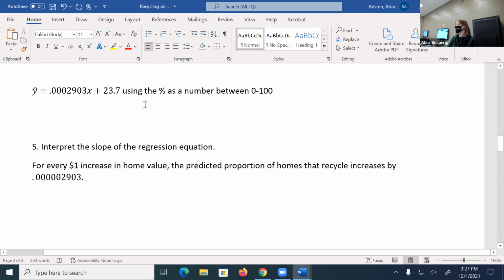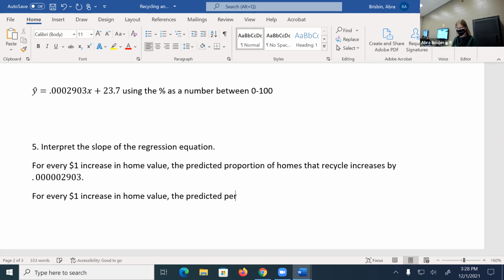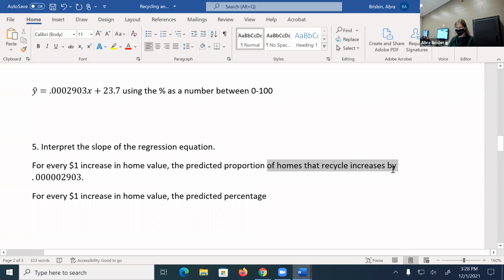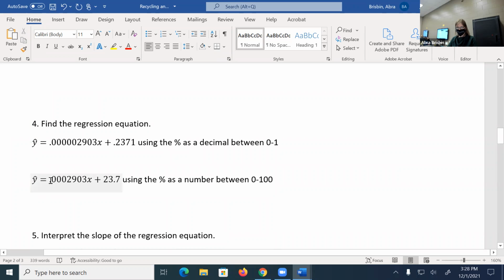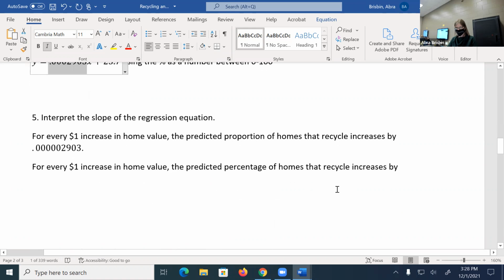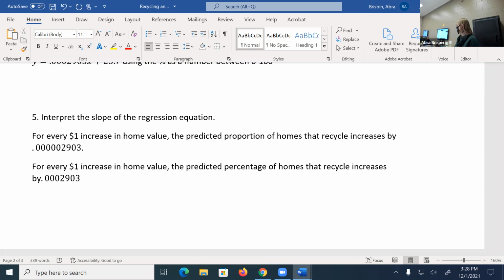If we're thinking about the percentage as a number between 0 and 100, then we could say for every $1 increase in home value, the predicted percentage of homes that recycle increases by the slope from that version of the equation. And I'm going to say percentage points.